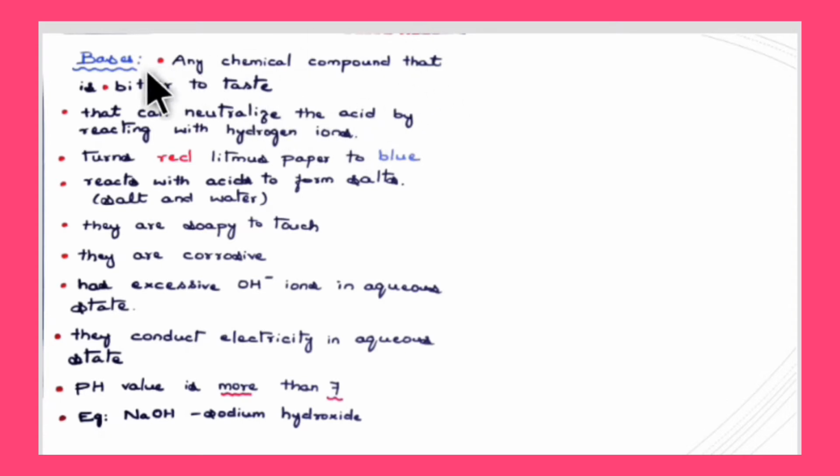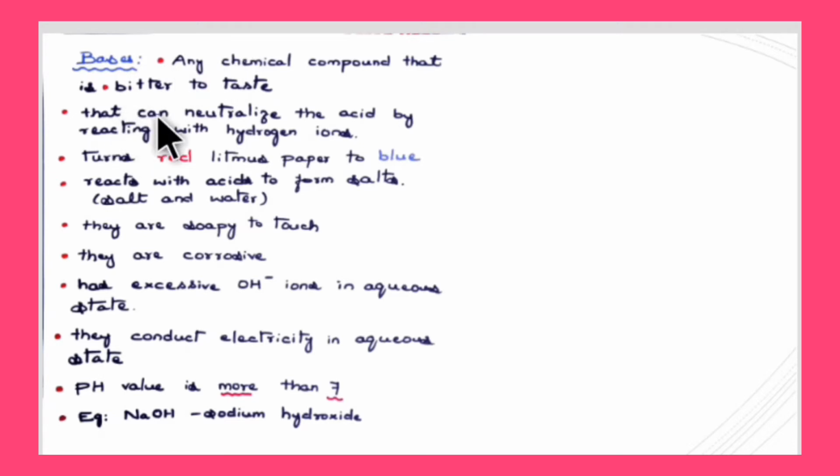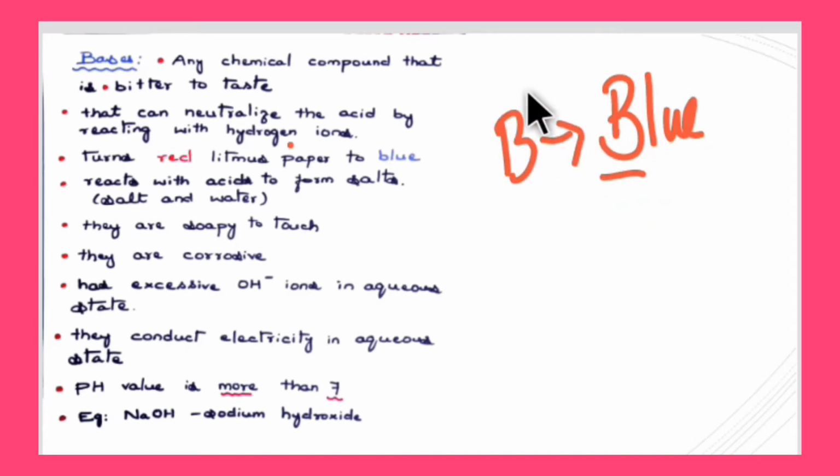Any chemical compound that is bitter to taste. In case of acid, it will be sour to taste. In case of base, it is bitter to taste. BB, you just remember this. And bases can neutralize the acid by reacting with hydrogen ions. Bases can turn red litmus paper to blue. What is the final color? Blue for bases. It turns red litmus paper into blue.